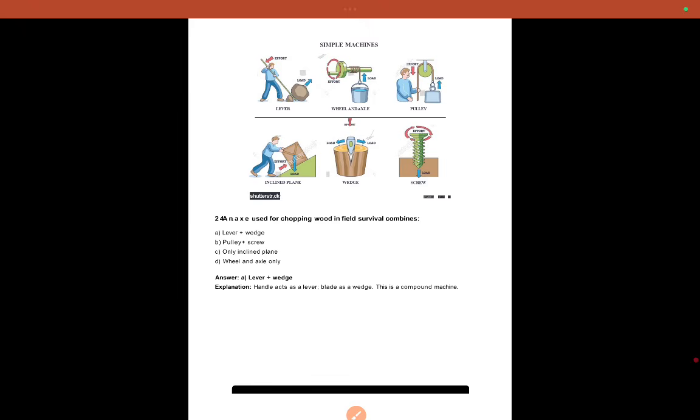And question number 24. Used for chopping wood in field survival, combines what? An axe used for chopping wood in a field survival condition, that's about the lever and wedge. Your answer is the handle acts as a lever, the blade acts as a wedge. This is a compound machine. An axe is one type of machine used in chopping wood in field survival.